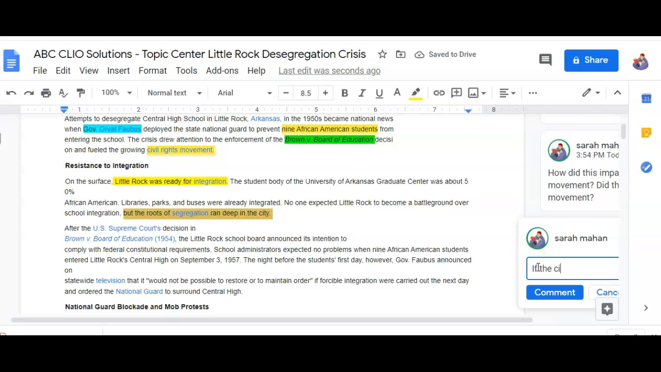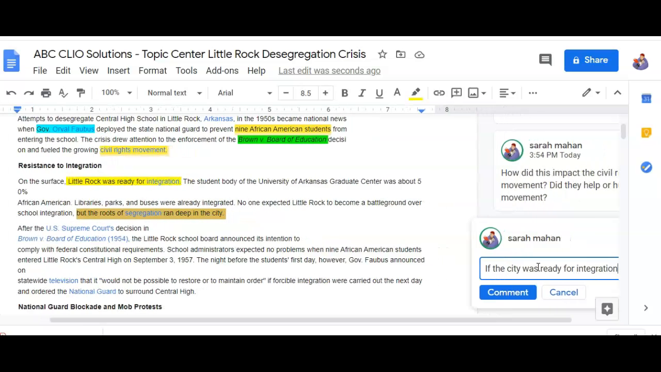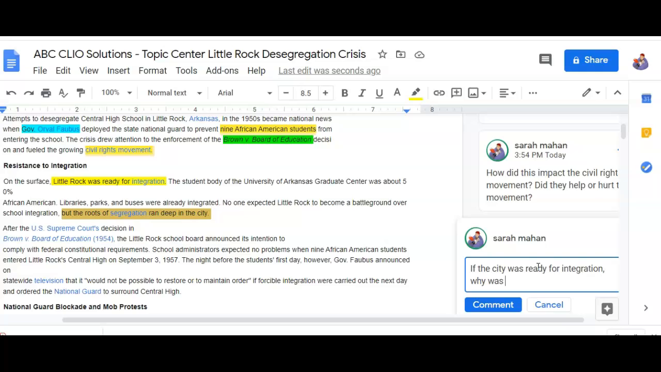If the city was ready for integration, why was it such a huge problem? What was the driving force for continued segregation?